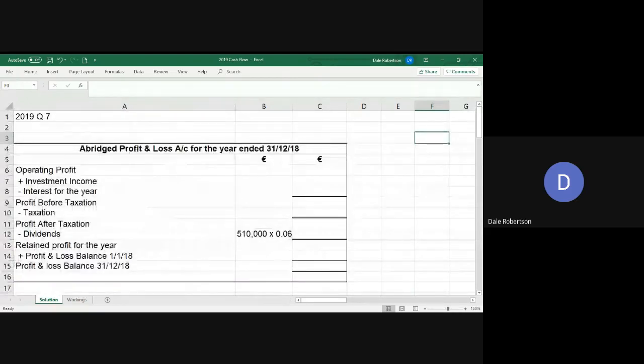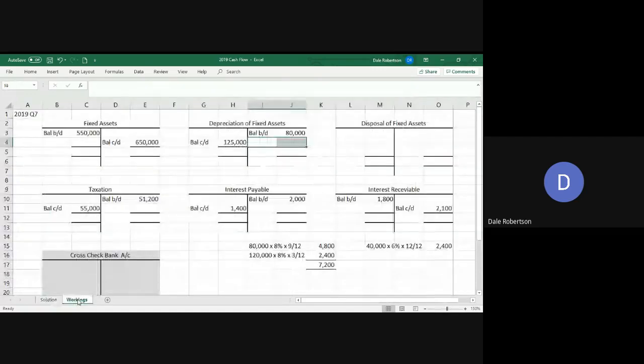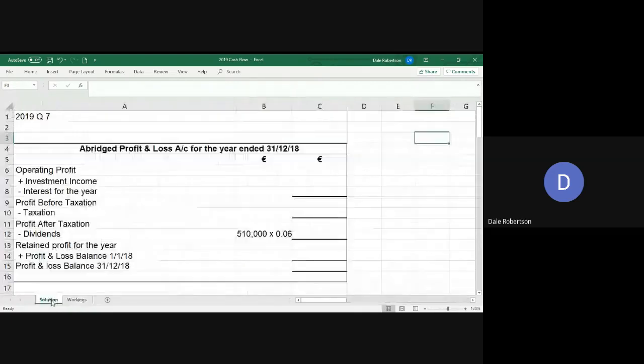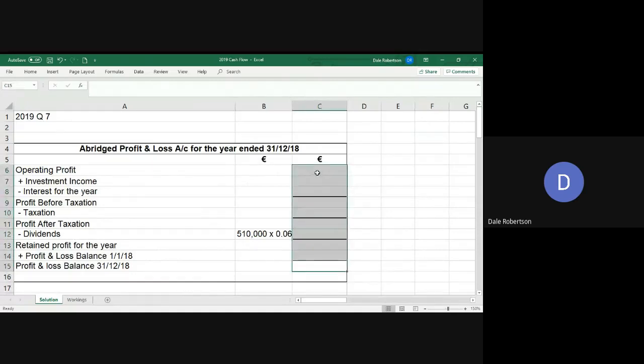We also need to do some workings, and we're going to talk about the workings on this page here. But we will first do part A1, which is completing the abridged profit and loss account to ascertain the operating profit for the year. We don't have the operating profit for the year 2018, but we're going to find it. And of course, we're going to work from the bottom upwards to get it. So we're going to start down here at the bottom, and we're going to say, how much was the P&L balance for the new year, the year 2018?